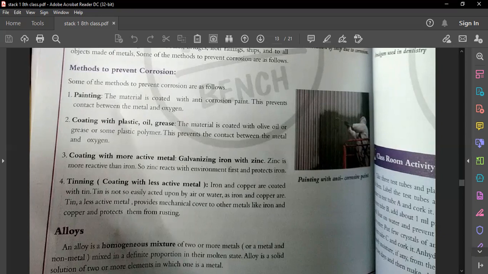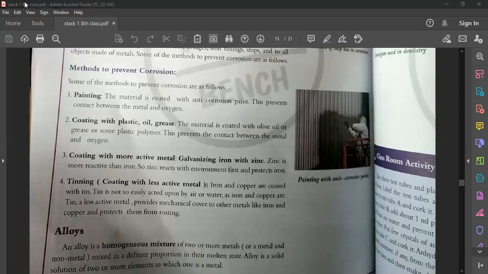Okay. The next, alloys. What is the meaning of alloy? Sir, the homogeneous mixture of two or more metals, or a metal and a non-metal.